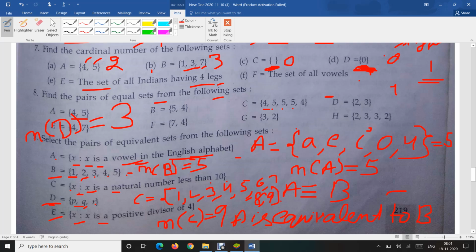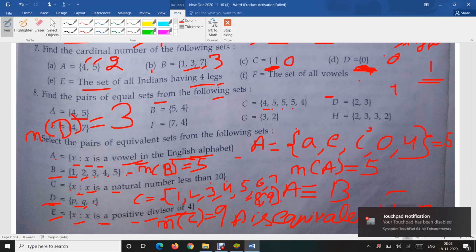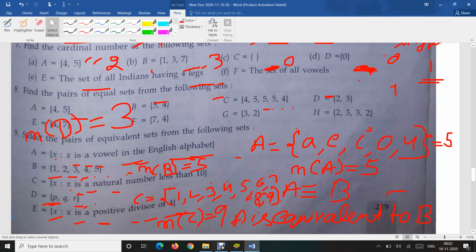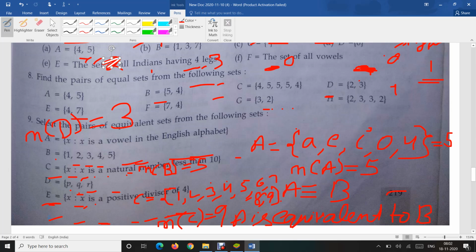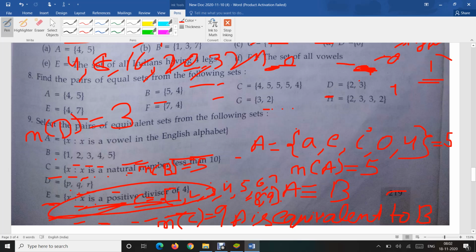E is {x : x is a positive divisor of 4}. So how can you write it? Just a second. How can you write it? E is such that x is a positive divisor of 4. Multiples of 4 are 4, 8, 16, 20, 24 and so on. So it is not possible. Neither set is a divisor of 4. Only A is equivalent to B.